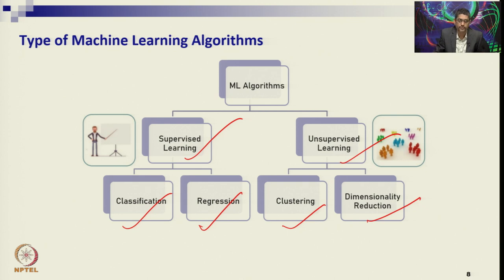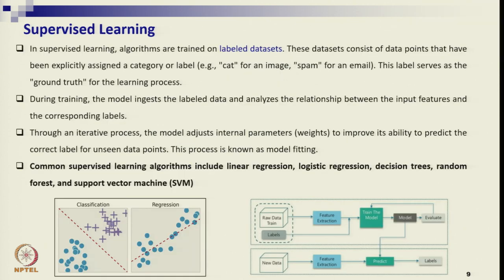Let's go one by one. Let us start with supervised learning first. Under supervised learning, I told you, you will have a label, the dependent variable, the output variable. So that label will be one of the parts of your data sets, but that will define your model performance, right? Like I told you, right?